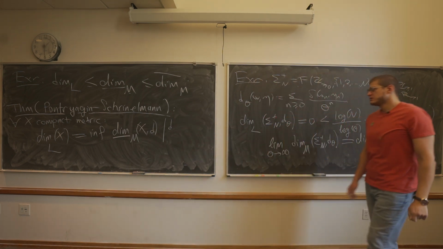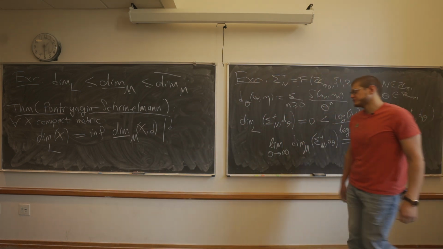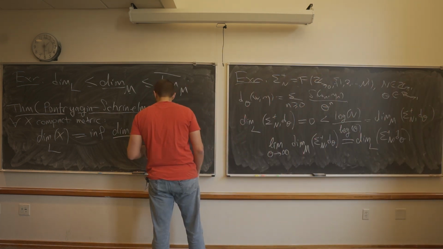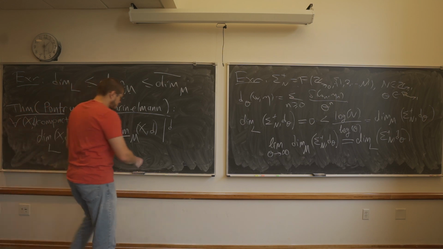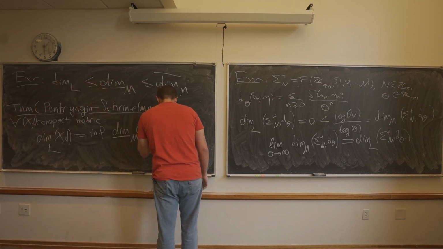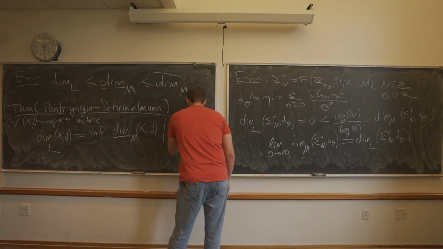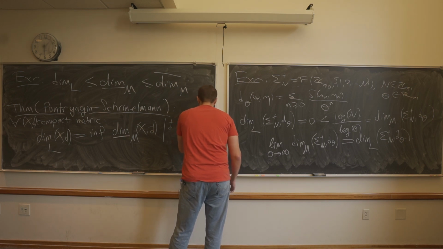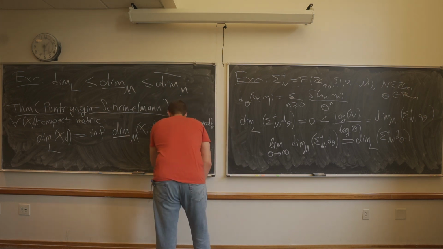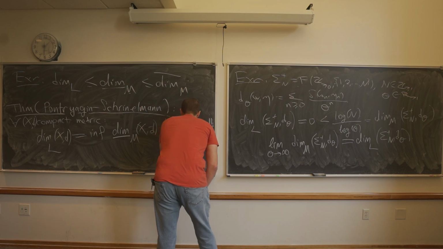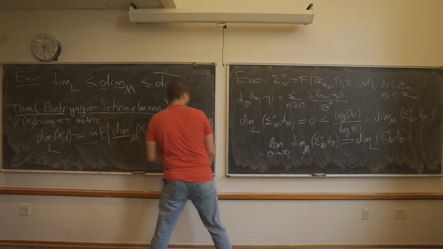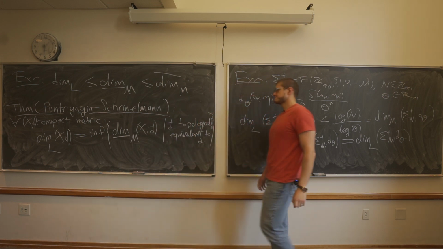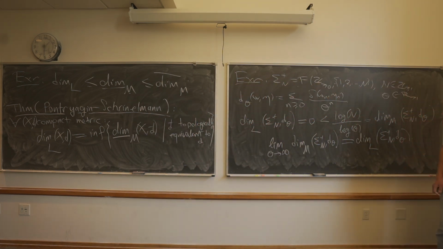D bar is topologically equivalent to the original metric. So maybe I should say, for any x, d bar topologically equivalent to d. Very nice statement, I think.